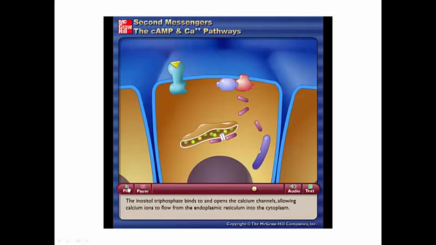The inositol triphosphate binds to and opens the calcium channels, allowing calcium ions to flow from the endoplasmic reticulum into the cytoplasm. The calcium ions trigger proteins sensitive to calcium to initiate a variety of activities.